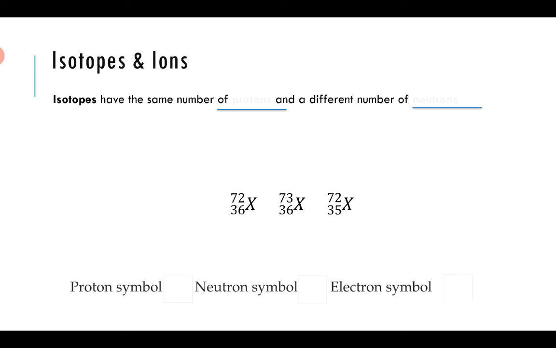Okay. So I've mentioned the word isotope. So let's try to remember what isotope means. Isotopes have the same number of protons and different numbers of neutrons. That means they will have the same atomic number, so they'll be the same element. But they have a different number of neutrons.